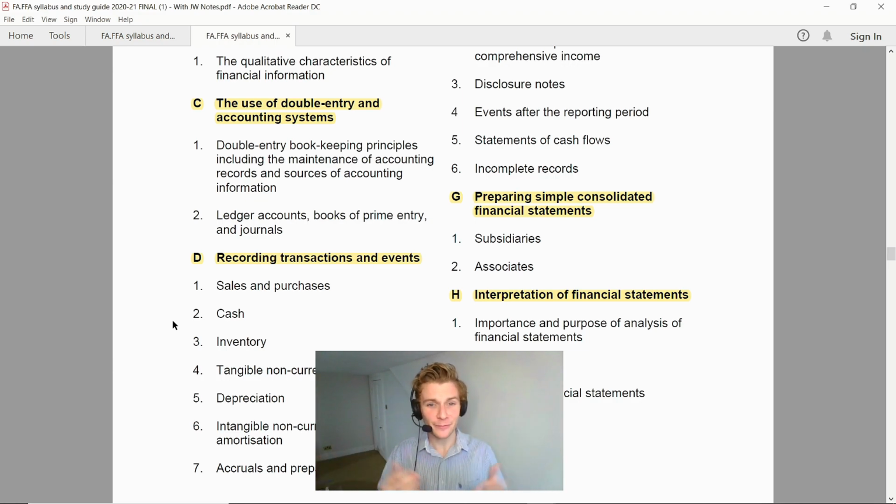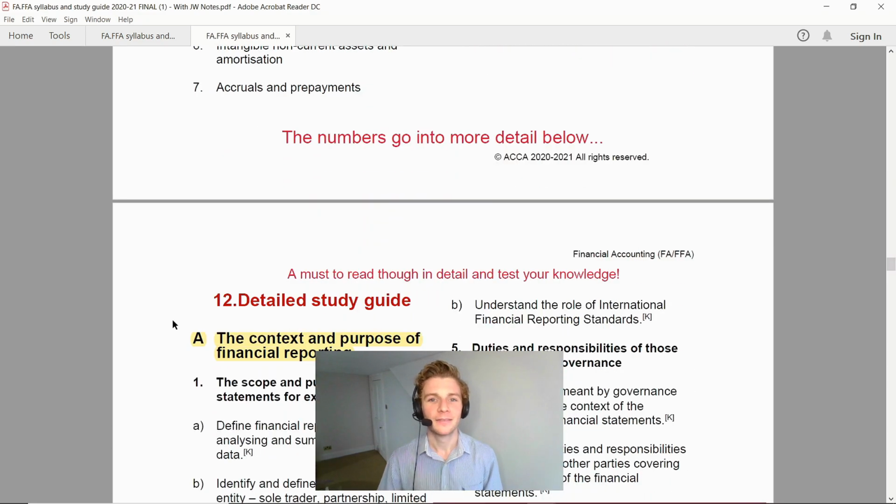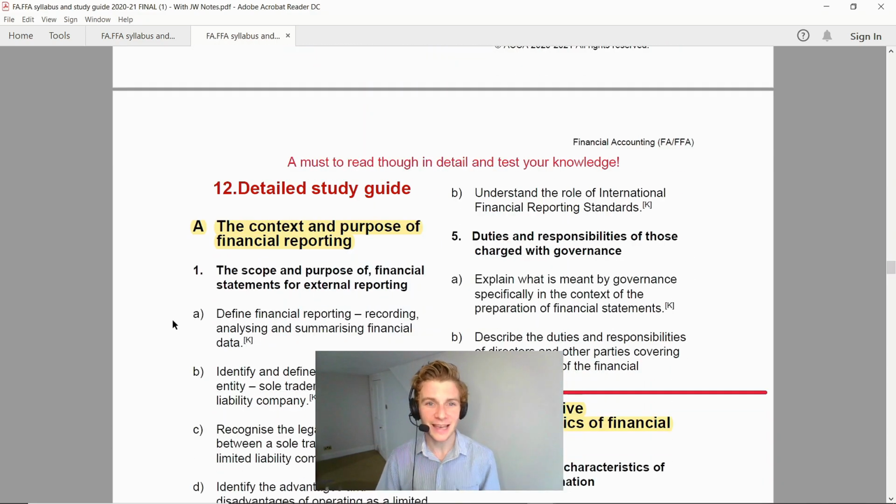So cash: statement of financial position, current asset. We've got subsidiaries and associates, so you've got to think about control there. These are the sort of buzzwords I treat as prompts. If I was to say to you now, statement of cash flows, could you tell me the 3 key headings of the statement of cash flows? Have a think. Well, if you couldn't say operating, financing, and investing, then if you go down further in the document, this is where the numbers go into even more detail.